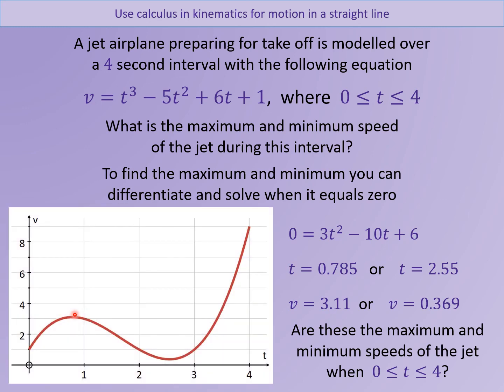Well, this is the graph from 0 to 4. Here we can see the two stationary points that we found, here and here. However, we can see that the end points also need to be considered, because in particular this point up here is much higher than this stationary point that we found. However, because it's an end point, it doesn't have a gradient of 0, but it could potentially be the maximum in that section.